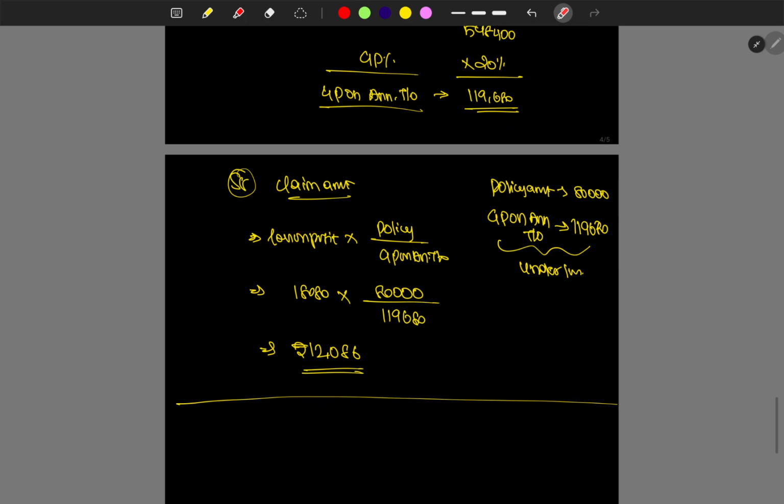From the total loss of profit, we are going to find out the policy amount and GP on annual turnover. With this, we can understand whether the policy amount is underinsured, overinsured or balanced. So we found that it is underinsured. For underinsurance, the average clause is applicable. So we are averaging out, and we found that 12,000 is the claim amount from the insurance. Thank you.